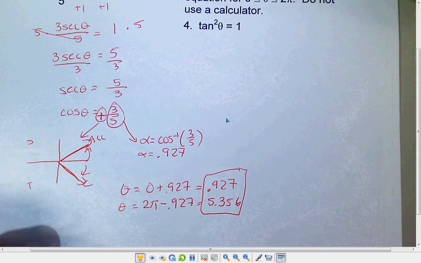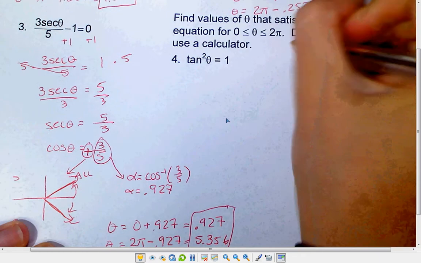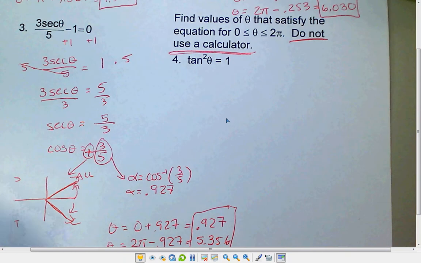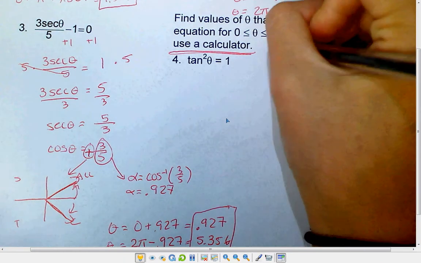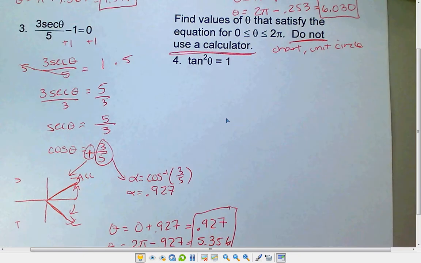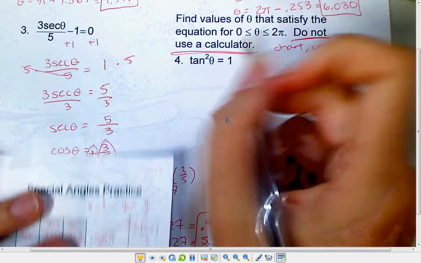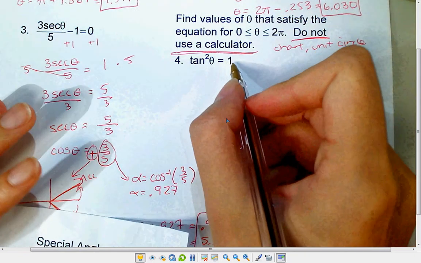For this problem. Our last problem today, number 4, we are not going to use the calculator. This tells us it is either going to be on our chart or the unit circle. Whenever I say don't use the calculator, it means you're going to be using one of these two. Okay, so tangent squared of theta equals 1.